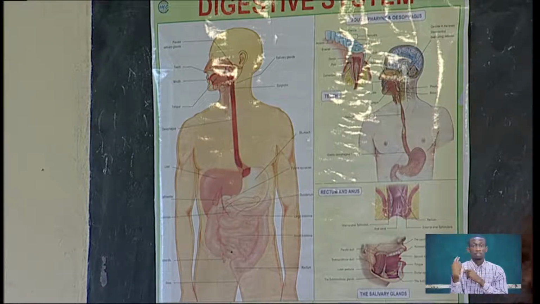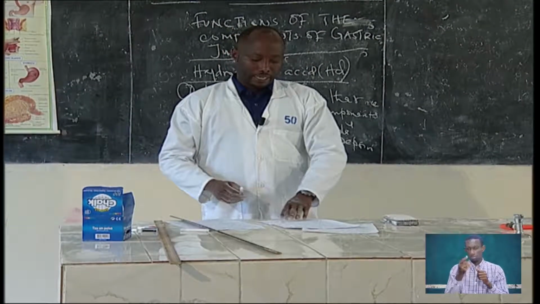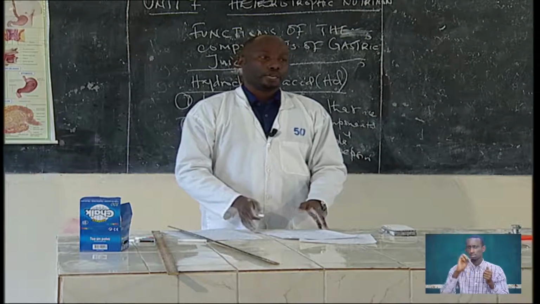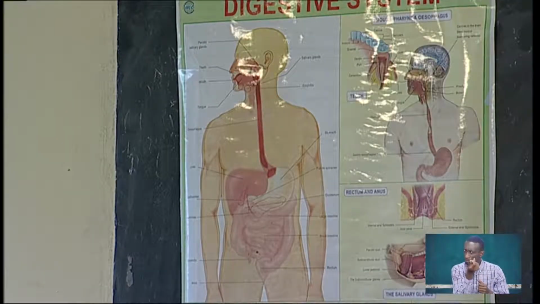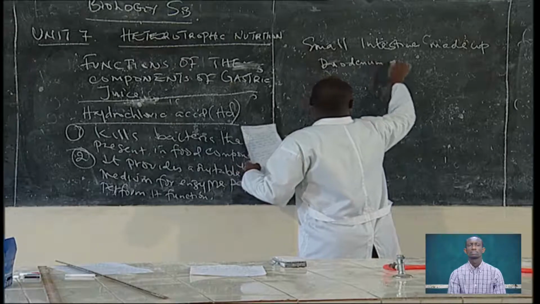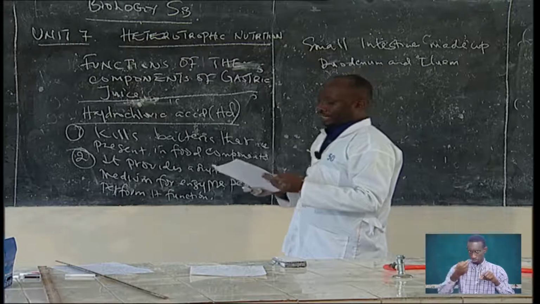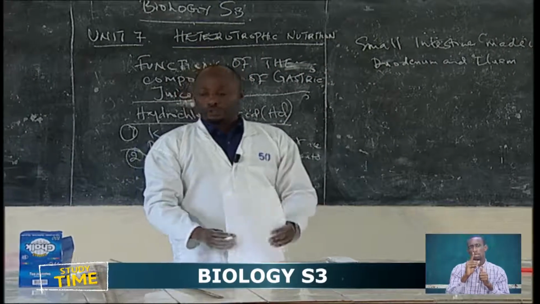You can say the small intestine ranges from 6 to 7 centimeters long. In an adult human being, the small intestines are made up of the duodenum and the ileum. There are a number of enzymes found there, and I will try to mention some of the enzymes found in the duodenum and others found in the ileum.